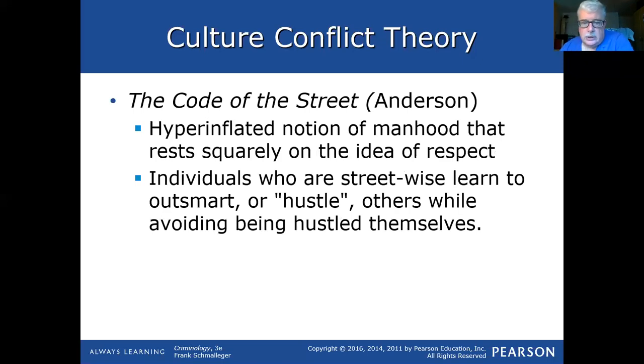And what happens under this code of the street is people who are so-called streetwise learn to outsmart or hustle others while avoiding being taken advantage of themselves. Another thing he talked about, and this is what the people within the community talked about, was decent families versus so-called street families. The decent family was your hard-working family going through the legitimate structure, where the street family was maybe going through an illegitimate structure. So you can compare this a little bit to that differential opportunity theory that we were just talking about, the difference between people following a legitimate opportunity structure versus the illegitimate opportunity structure.